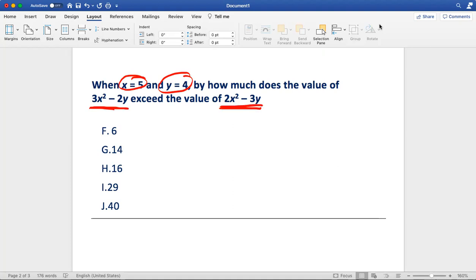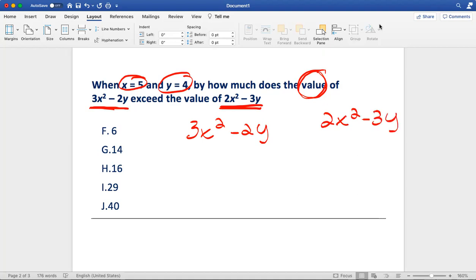All right, guys. So what they want us to do here is to find the value of each one of these expressions. That's what they want us to do. So let's go ahead and write out the expressions. And the expressions are 3x squared minus 2y and 2x squared minus 3y. Let's go ahead and find the value of each one.